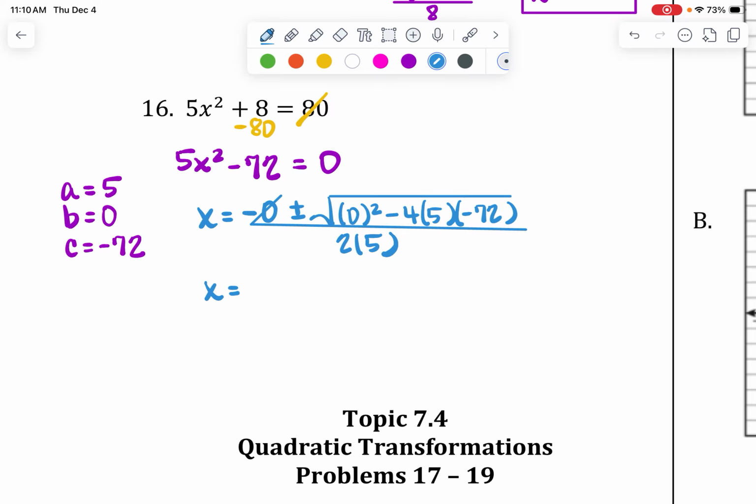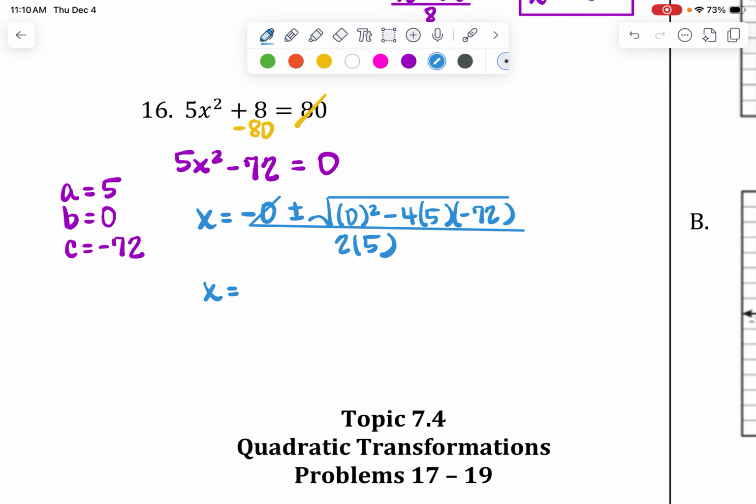All right, so once again, I don't need to bring down that -0 or that -0. He's not gonna do anything to my problem. So I'm gonna go ahead and get my template going for myself like I've been doing on every problem. Because I'm gonna type all this in my calculator and figure out what -4 times 5 times -72 is. And I'm getting 1440.